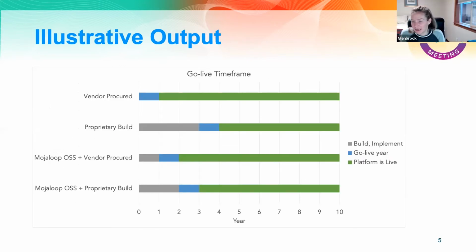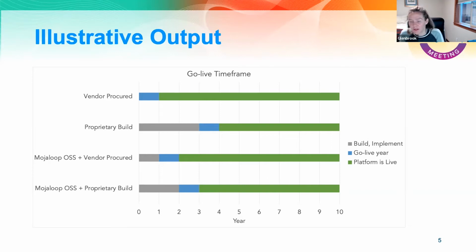Yeah, so in our illustrative scenario, the vendor procured was the most rapid to go live, as you can see here, followed by the 2 Mojoloop platform approaches, and the longest to go live was the proprietary build. The vendor procured solution benefits in some ways where the Mojoloop platform doesn't require the development of new code relative to a proprietary build.